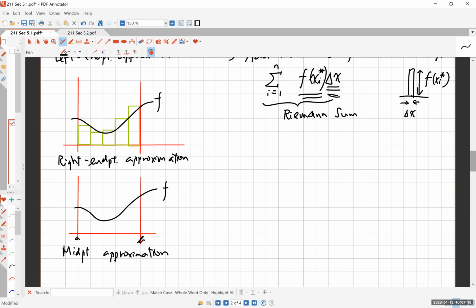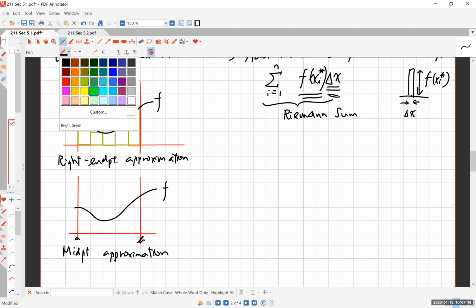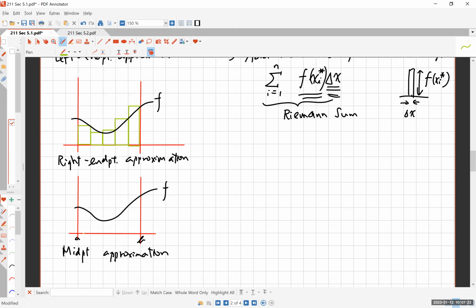For the midpoint one, if you evaluate each rectangle at its midpoint, so the midpoint of the first one will be right here. So you evaluate here.